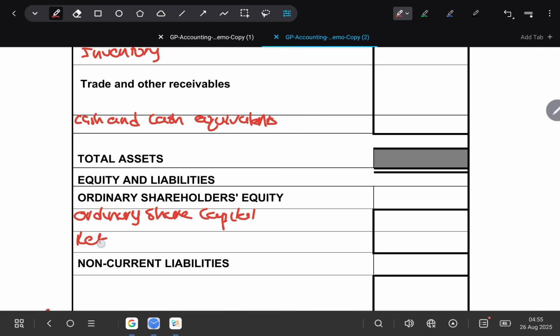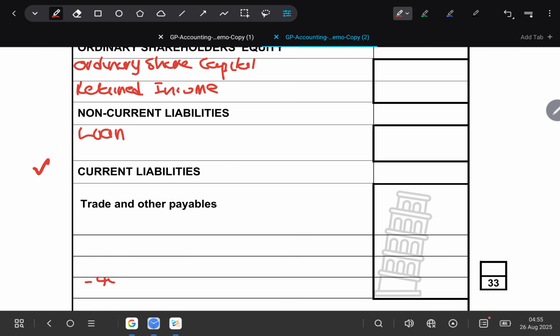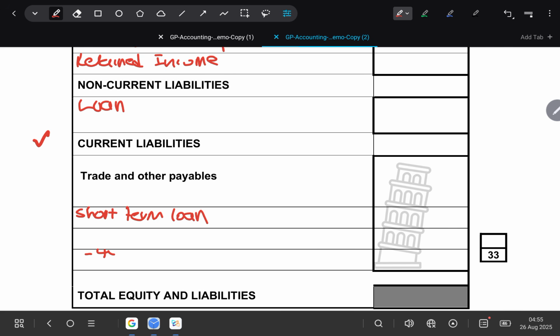And then after this, under shareholders' equity, we would have ordinary share capital and also our retained income. Then under non-current liabilities, we would have our loan. And then under current liabilities, we would have trade and other payables, short-term loan, and then shareholders for dividends. I hope this makes sense.